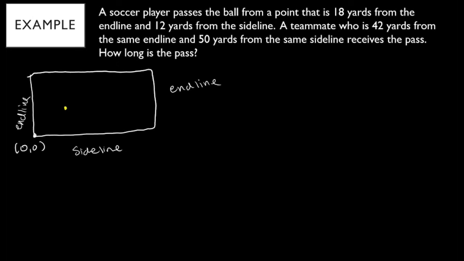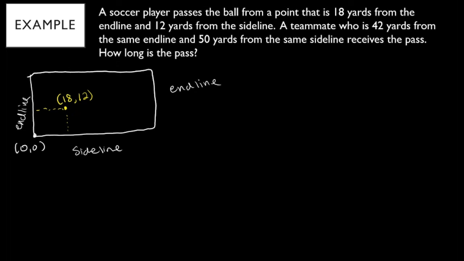So I'm going to say that we're right here, 18 from the end line, so that's the horizontal distance here, and then 12 yards from the sideline, which is vertical. So even though my sideline is the horizontal line, 12 yards from the sideline is actually a vertical distance. That's why I like to draw a picture, so you don't just think, okay, my sideline's got to be X. It's not. It's actually going to be the Y.